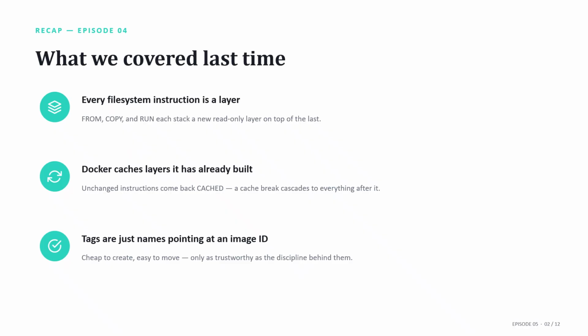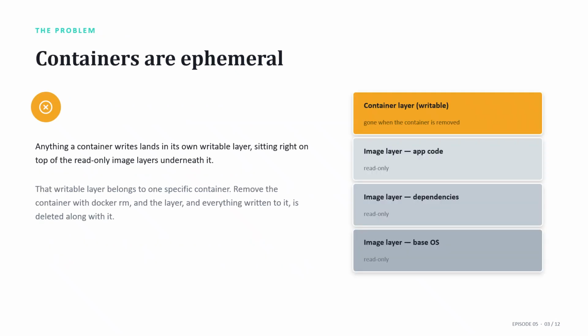Every file system instruction in a Dockerfile creates its own layer. Docker caches those layers and reuses them when nothing's changed, and a cache break in one layer cascades to everything built after it. And tags are just names pointing at an image ID. Cheap to create, easy to move. None of that is about to change. But there's a gap in that picture we haven't talked about yet.